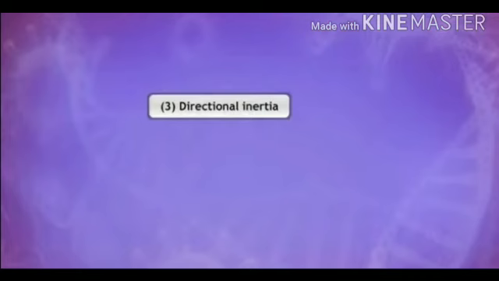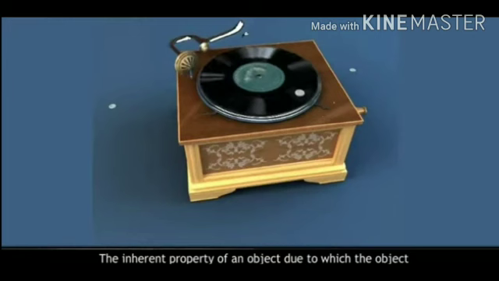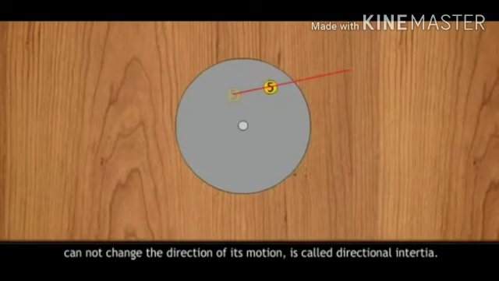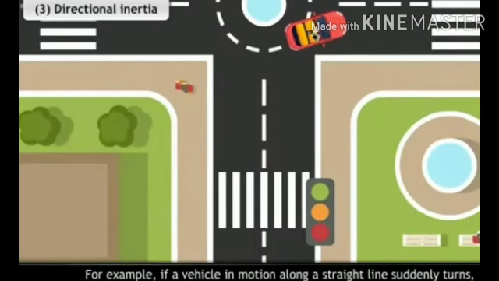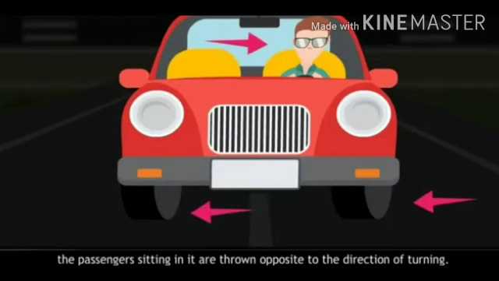Now third type, directional inertia. The inherent property of an object due to which the object cannot change the direction of its motion is called directional inertia. For example, if a vehicle in motion along a straight line suddenly turns, the passengers sitting in it are thrown opposite to the direction of turning.